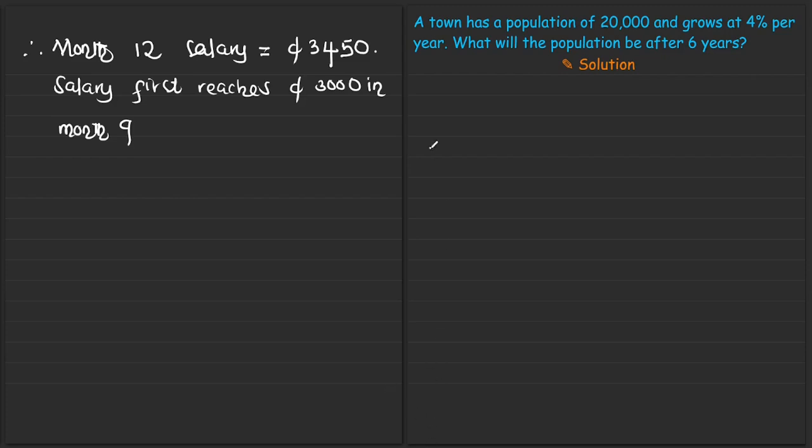Our second question says, a town has a population of 20,000 and grows at 4% per year. What would the population be after 6 years? So what model is this? The population is growing at 4% each and every year. That is 4 over 100, a fraction. So with that, the fraction is multiplying the population. And we know the type of sequence that has to do with multiplication. That is a geometric sequence.